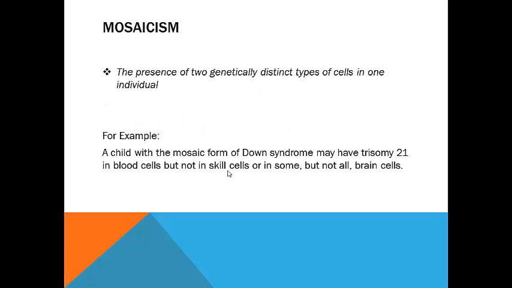Mosaicism. This is the presence of two genetically distinct types of cells in one individual. Children with mosaicism often appear as if they have the condition, although physical abnormalities and cognitive impairments may be less severe. For example, a child with the mosaic form of Down syndrome may have trisomy 21 in blood cells, but not in skin cells or in some, but not all, brain cells.